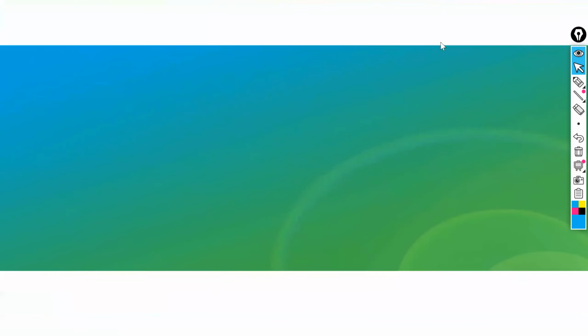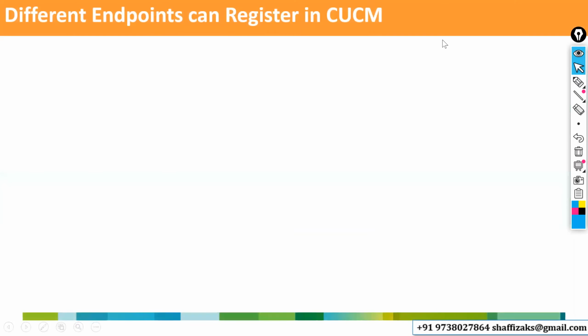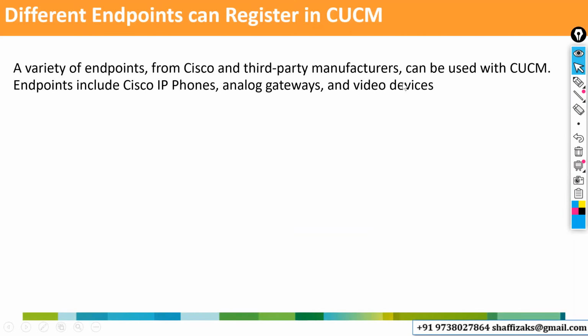Okay, let's get into the different endpoints that can register. Means you have a CUCM. What different types of IP phones can register under the Call Manager? That's what the different endpoints can register in CUCM means. A variety of endpoints from Cisco and third-party manufacturers can be registered with CUCM. Endpoints include Cisco IP phones, analog gateways, and video devices.